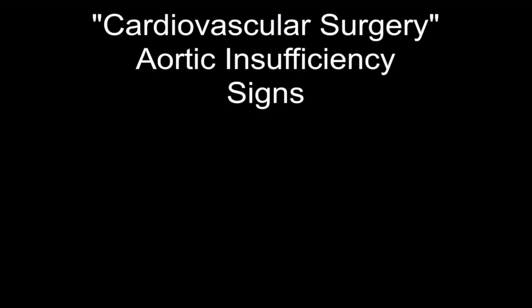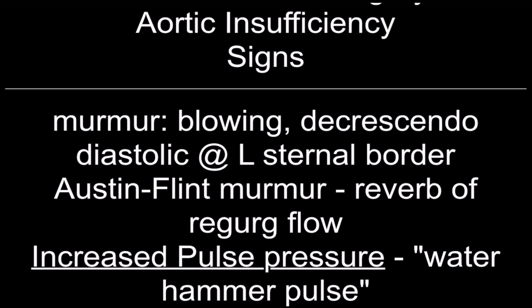Aortic insufficiency signs. Murmur, blowing decrescendo diastolic at the left sternal border, Austin Flint murmur. It means you hear reverb of regurgitant flow, and increased pulse pressure. This is called the water hammer pulse.